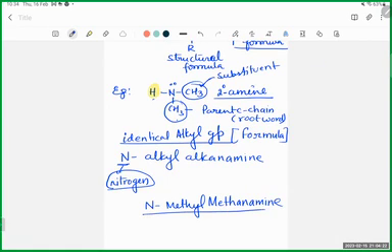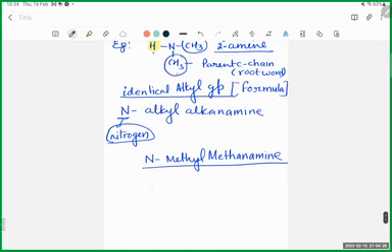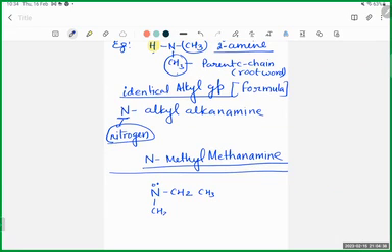Hridaya, are you clear? Yes, ma'am. Let's see another different alkyl group के लिए. Okay, one example we will try and then we'll go for different.